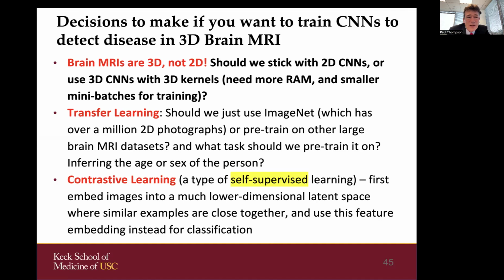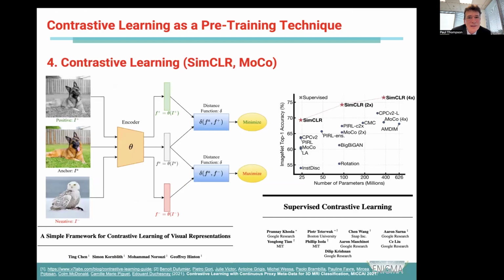You could just use ImageNet, or you could pre-train your neural net on large brain MRI data sets. If you do, you might want to pick a task such as predicting the person's age or sex, which there's a lot of data for. And the final type of training, which we can talk about, is contrastive learning. This is self-supervised learning. So you don't even train the neural network to recognize objects of different kinds or diagnoses of certain kinds. You just tell it to organize the embedding of the data that's used for classification such that similar objects are put closer together. And I'll tell you a little bit about that.